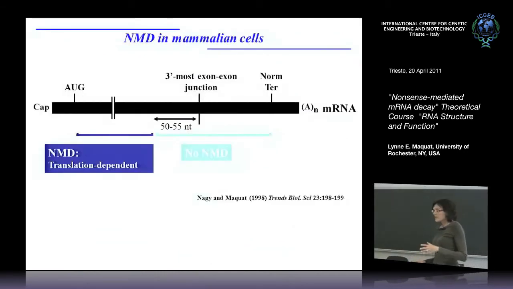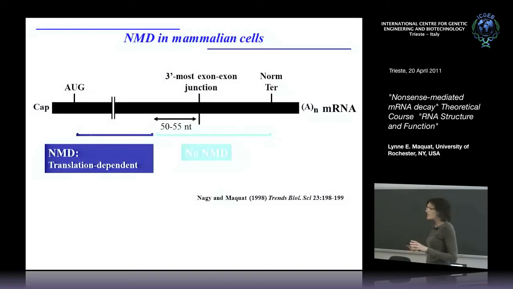We were really interested in understanding how cells differentiate a termination codon that is normal from one that triggers NMD. And so we established way back in the mid to late 1990s the 50 to 55 nucleotide rule, which says that termination codons existing more than 50 to 55 nucleotides upstream of the last exon-exon junction generally trigger NMD, whereas those closer to the last junction or downstream do not.